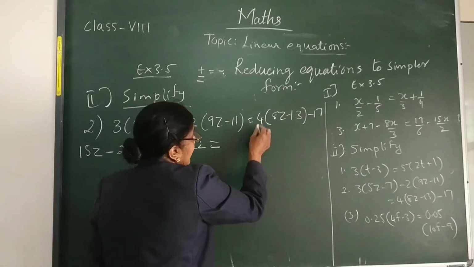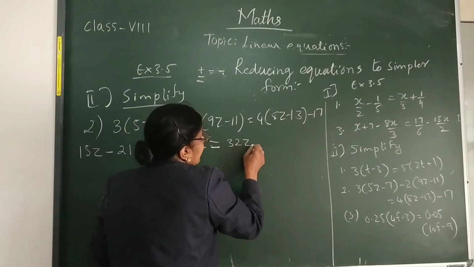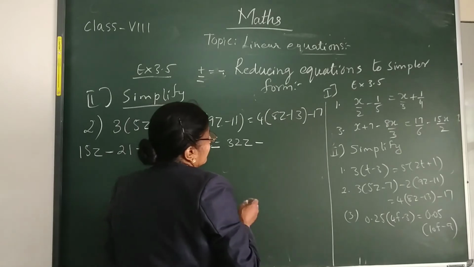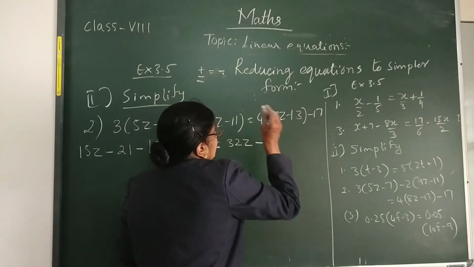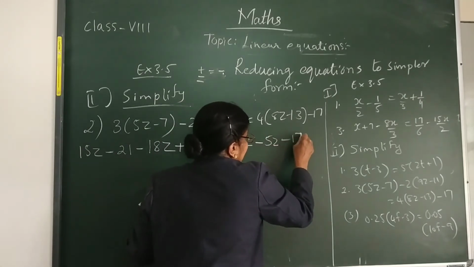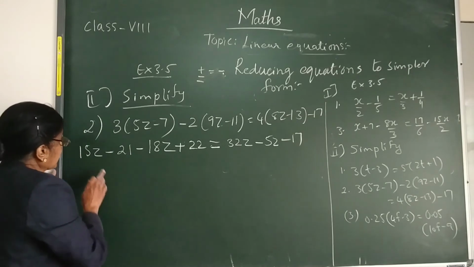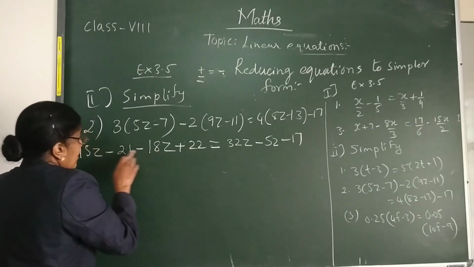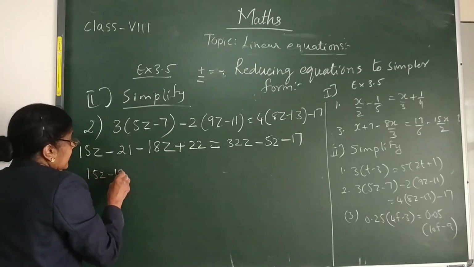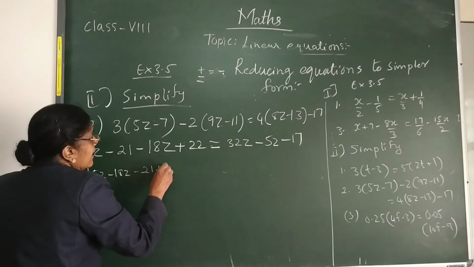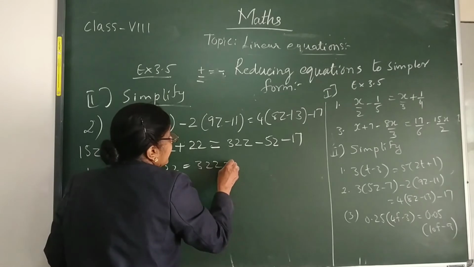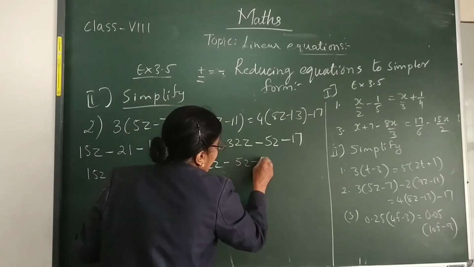Is equal to. Again we will remove this bracket. 4 8s are 32z. Plus into minus is minus. 4 into 13, 13 4s are how much? 52. Minus 17. Now we will take the like terms. 15z minus 18z minus 21 plus 22. We will keep it together. 15z minus 18z minus 21 plus 22. Here also we will keep it. It's already there. 32z minus 52 minus 17.